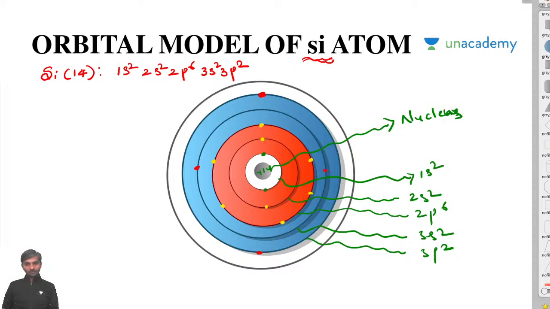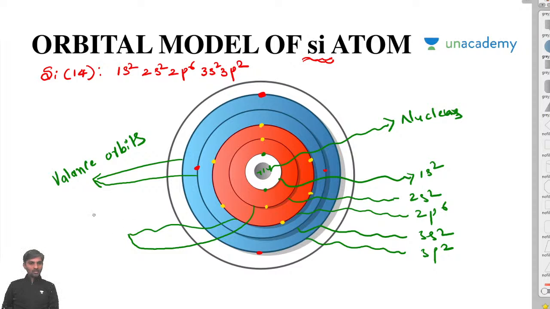I think I'm unable to do that. So these blue ones are called valency orbits. Remember this, these are called valency orbits. Then these red ones are called inner orbits. Then this is called the core orbit, right?